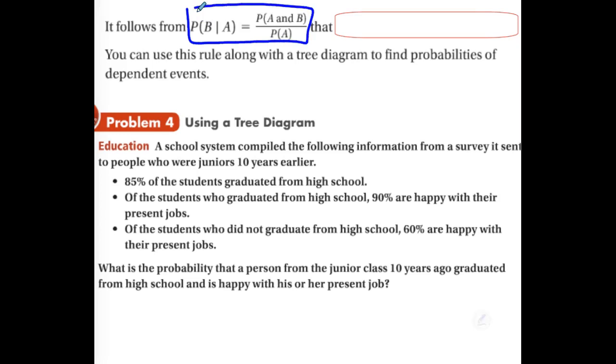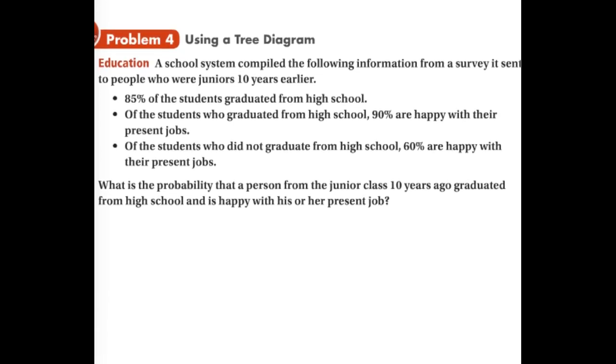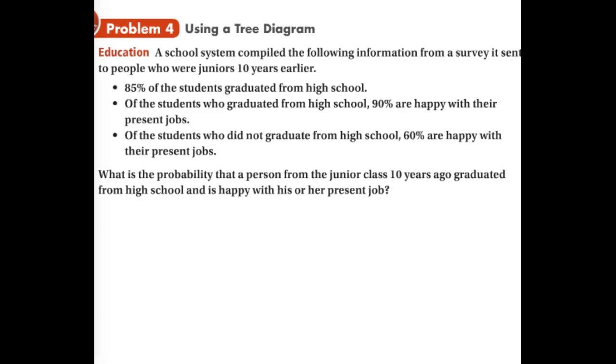Okay, and remember I said there was an alternate version of that. I'm fine with you using either one, but it's good to know that both of them are out there, right? We can manipulate one into the other depending on the kind of information that we're given. So we're going to use that formula along with a tree diagram to figure out the probability when we have dependent events.